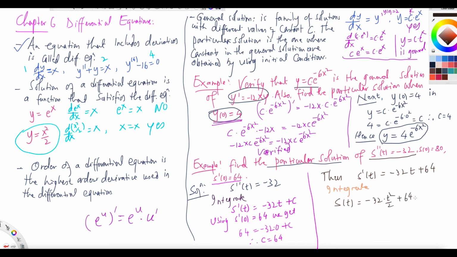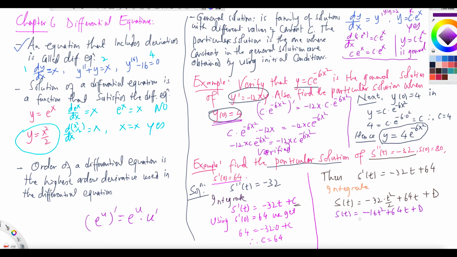Plus 64t plus, again you can write d or c, because I used c already, so I want to use a different constant letter. This is the constant of integration. It is like a c, but I wrote d because I used c already. You can still write c and find c again, that is perfectly fine, but doing it like this is also okay. Let us simplify that. You get s(t) equals negative 16t squared plus 64t plus d.